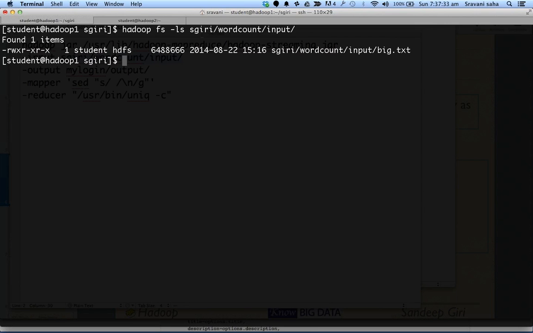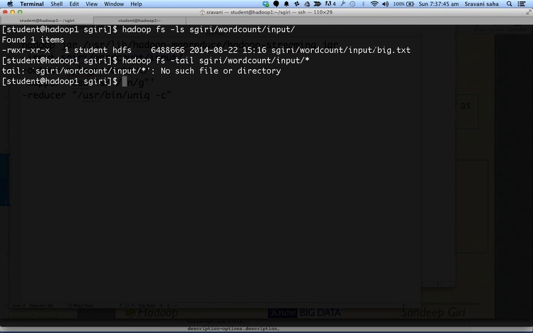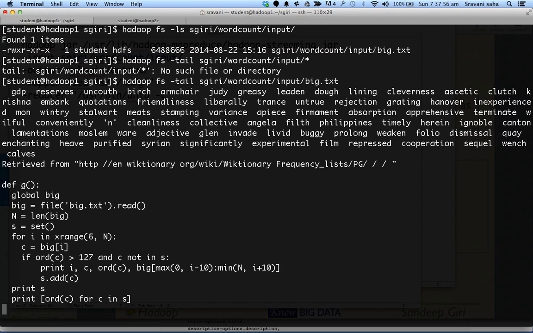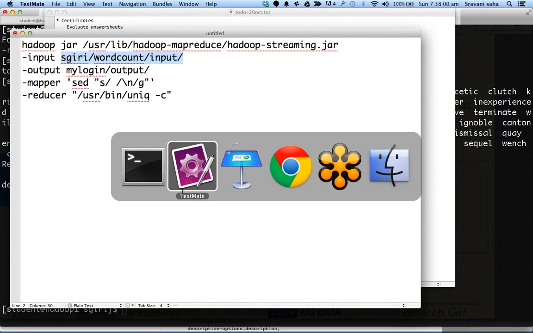Now, here you can see there is a big.txt. Let's see what is inside it. To see inside it, you can use tail. Tail will give you the last 10 lines of big.txt. So you can see that we have some data inside it.